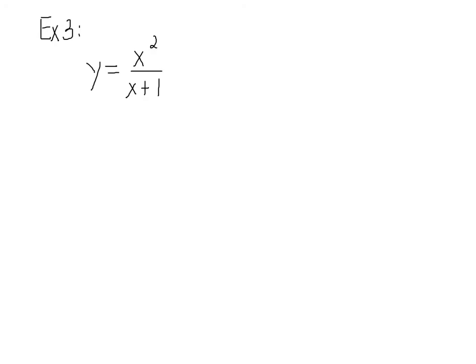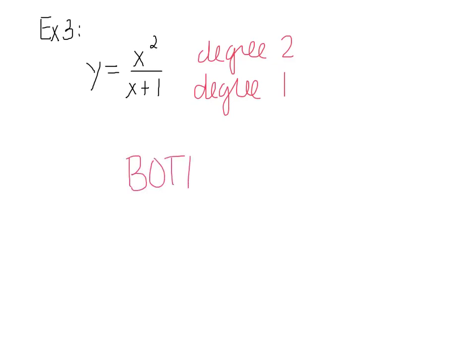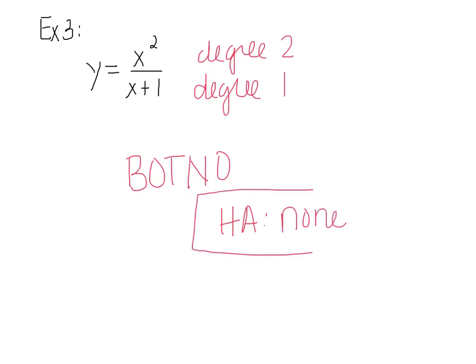Okay, in our last example for this video, you have the equation y equals x squared divided by (x plus 1). The degree on the top is 2. Degree on the bottom is 1. So this follows the acronym Bot-No, which means that for the horizontal asymptote we will have none. So you will not have a horizontal asymptote. Again, you will have an oblique asymptote, but that's something that you will talk about in pre-cal.